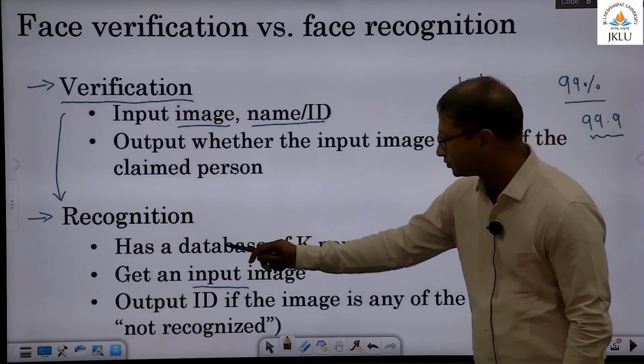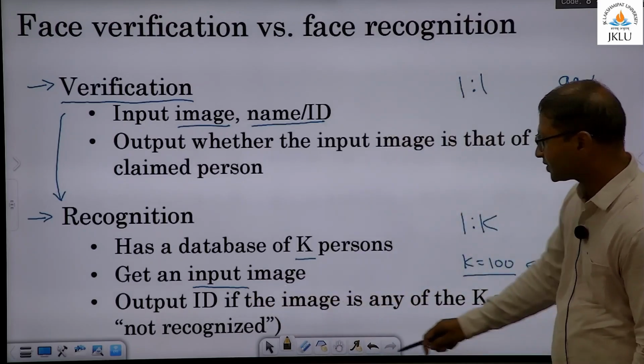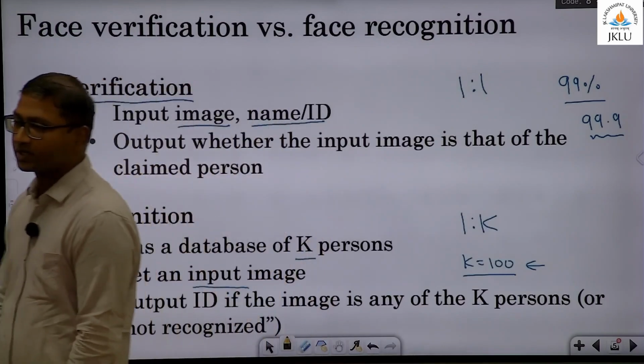This one. Get an input of image, output ID if the image is any of the k persons or not recognized. Tell me, how will you do it?